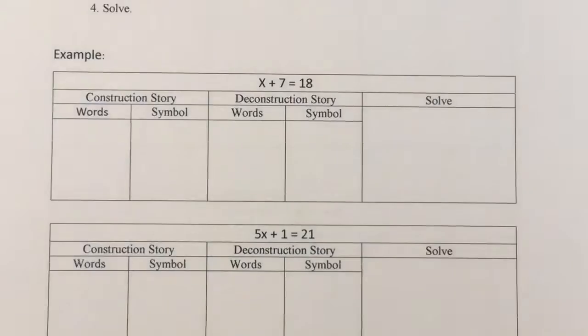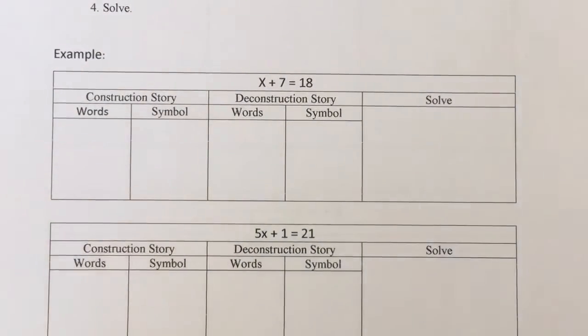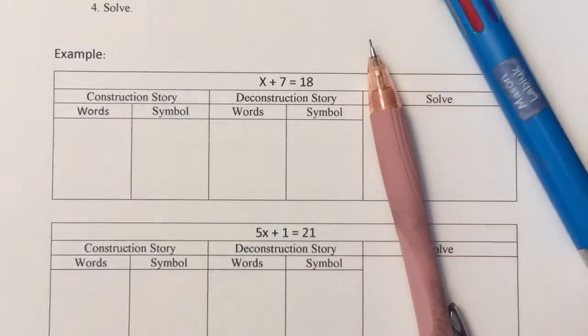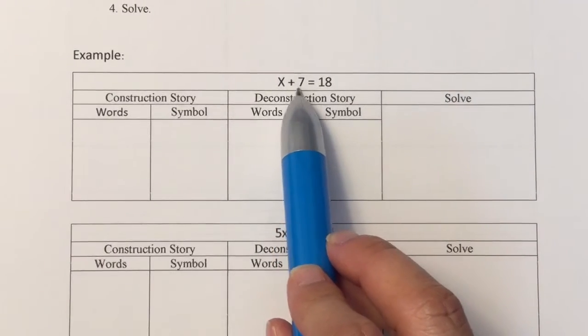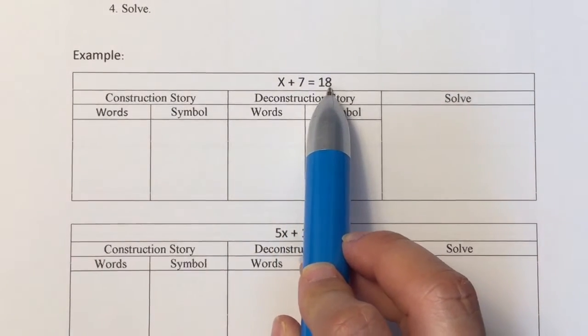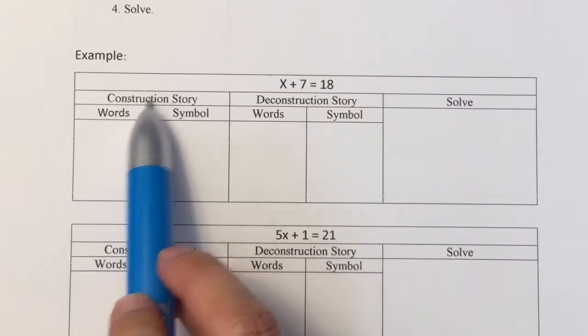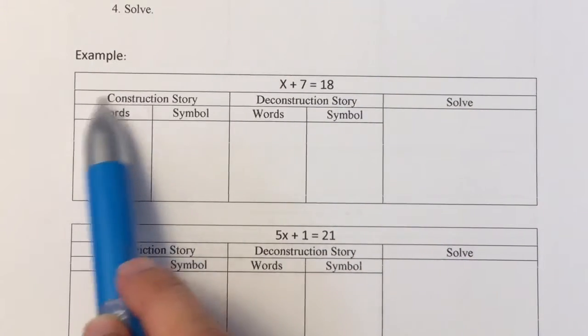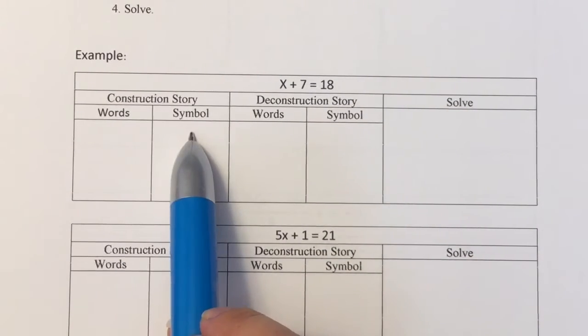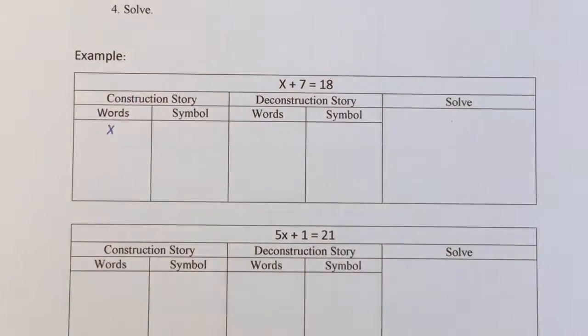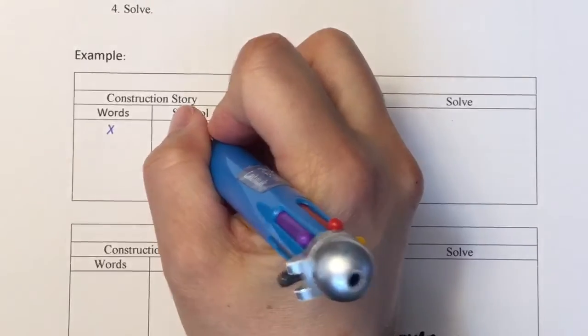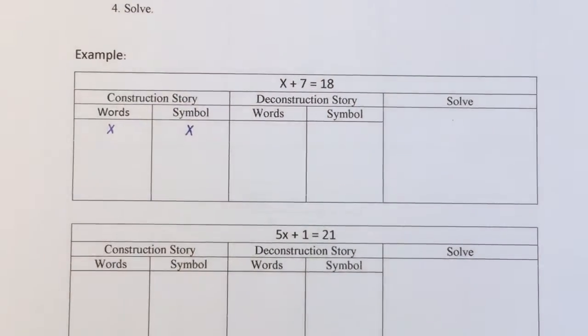Okay, here we go. I'm going to have a pen. Hope I don't make any mistakes. And a pencil. So the first equation that we have here is x plus 7 equals 18. On the construction side, we're going to write it in words and then in symbols. The first thing we do is start off with x, which in symbols is also x.